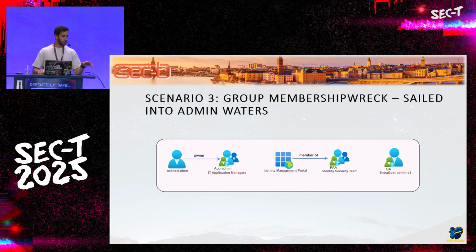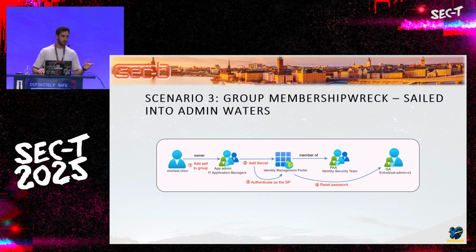So scenario number 3 demonstrates how legitimate Entra ID low privilege users have group ownership over a privileged role, which has the application administrator role. That group and that role are very, very privileged, since it allows you to basically add a client secret, just like you did in scenario number 1, to any application inside the tenant.